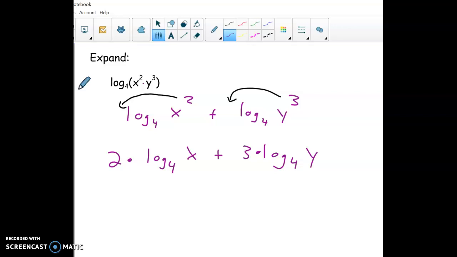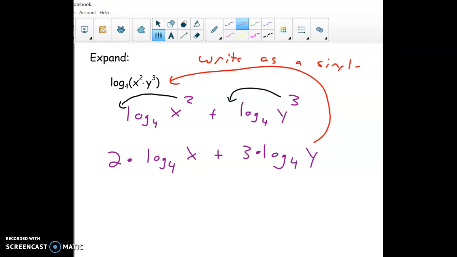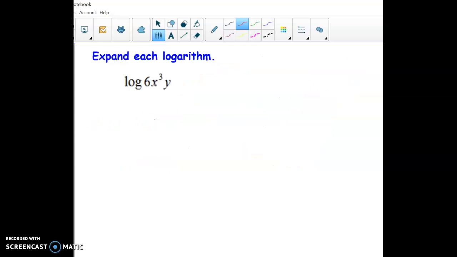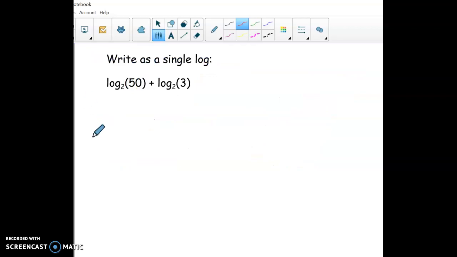Okay, what is coming next is we are going to reverse this process. So that was expand, but now we're going to start here and get back to a single log. So it's going to be write as a single log, right? So it's literally using the same 3 properties, but just reversing them, right? So hopefully you got those properties written down and are ready to go. Okay, so write as a single log, you can pause the video and give it a shot if you want.